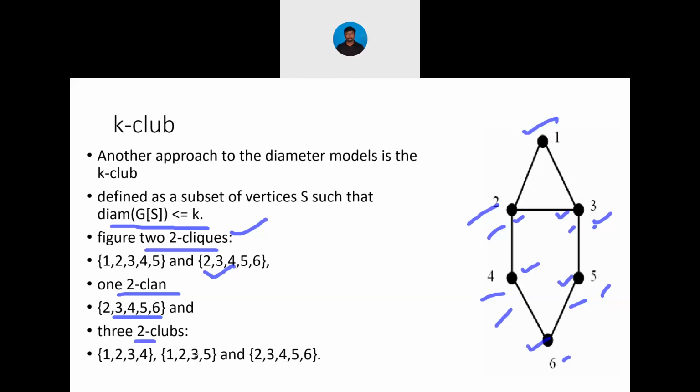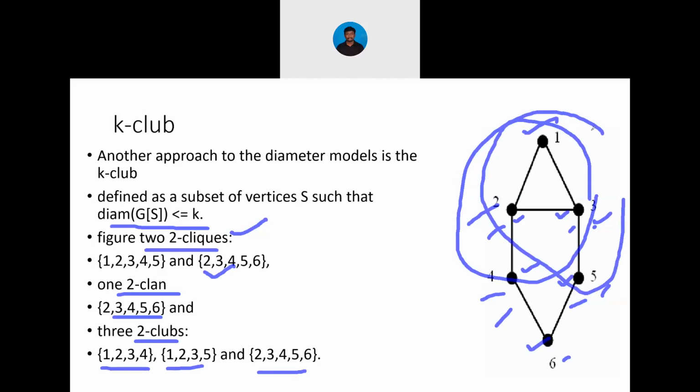And three two-clubs. 1, 2, 3, 4, then 1, 2, 3, 5, and 2, 3, 4, 5, 6. So this is another subgraph, which is nothing but a two-club, which consists of 1, 2, 3, 4, and another two-club is 1, 2, 3, 5, and another two-club is 2, 3, 4, 5, 6, right? You understand, right? You follow what I'm saying, right?